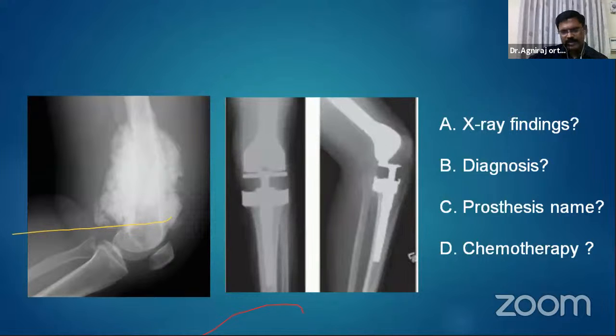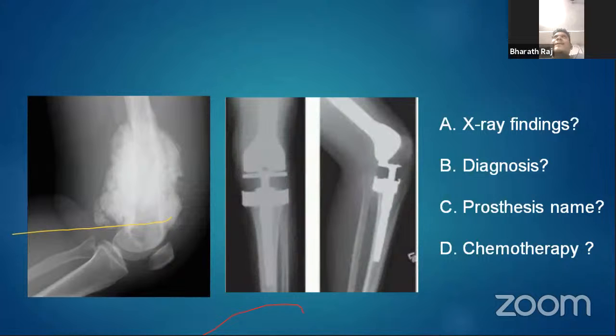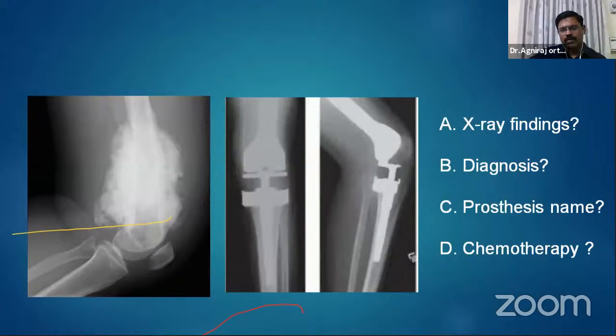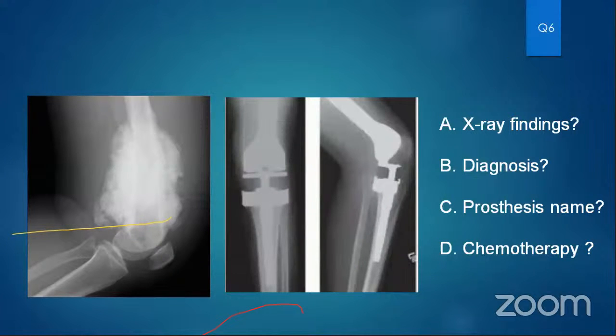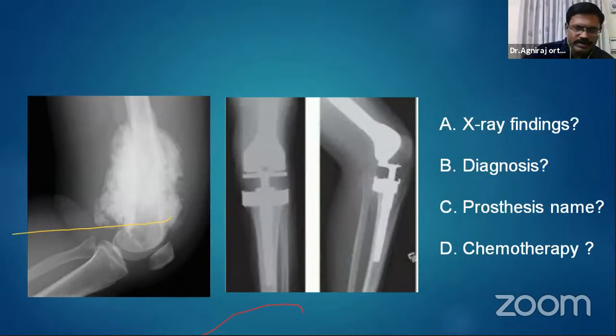Okay, Bharat, do you know the chemotherapy regimen for osteosarcoma? Anybody can answer. Sir, doxorubicin, cisplatin, high-dose methotrexate, and ifosfamide can be used. Very good. You can remember it with the mnemonic MICA: high-dose methotrexate, ifosfamide, cisplatin, adriamycin or doxorubicin.